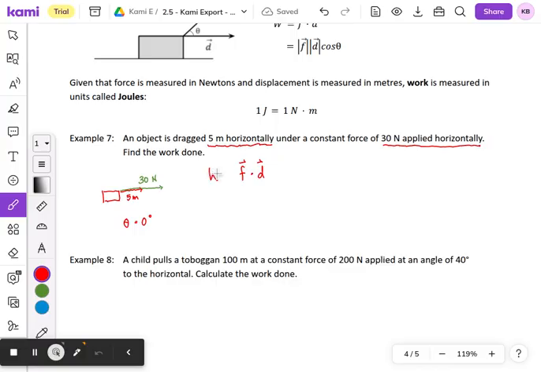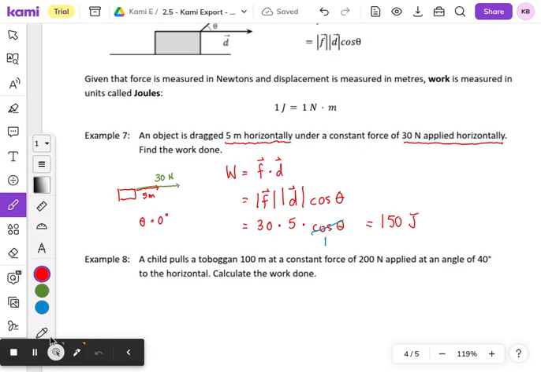So when I figure out the work, I'll put W equals. You're just going to be finding the vectors here. So I'm going to pause the video, you do the calculation, and then come back.